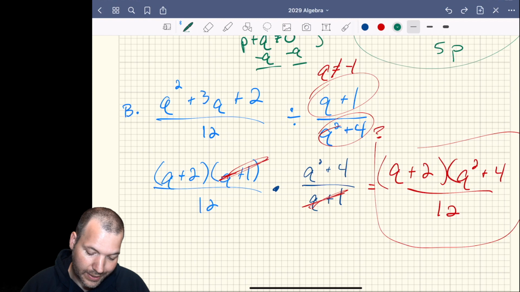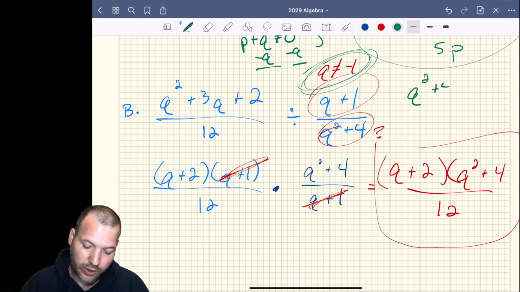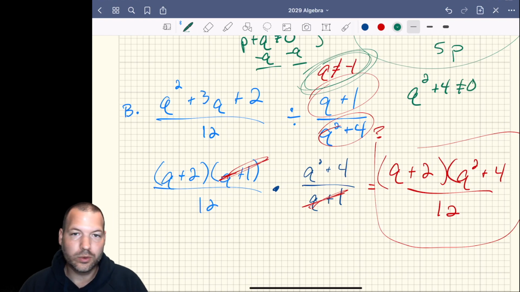Q plus 1 could be made into 0 at negative 1, so negative 1 is an excluded value. But then q squared plus 4 is interesting. Q squared plus 4 cannot equal 0, but there is no real value of q that would cause that to happen. When you square a number, the least value you can ever get is 0, and then from there it only goes up. Negatives squared make positives, just like positives squared make positives. So if you're adding 4 to something that at minimum is 0, the least this can ever be is 4.